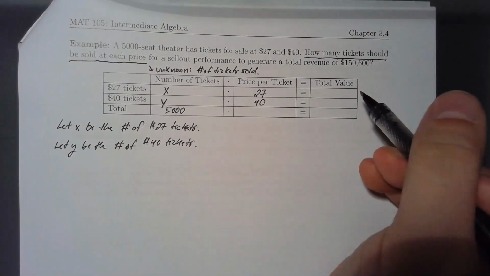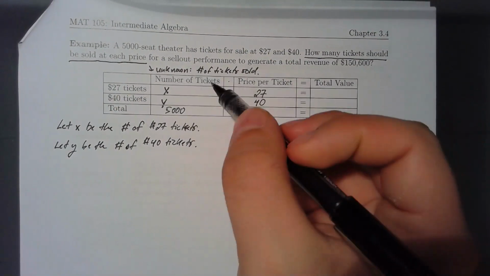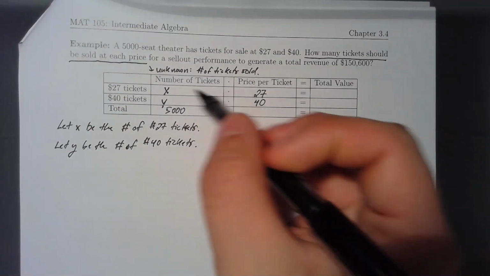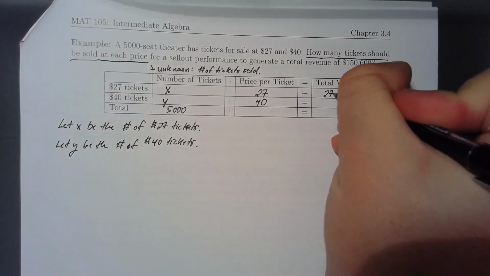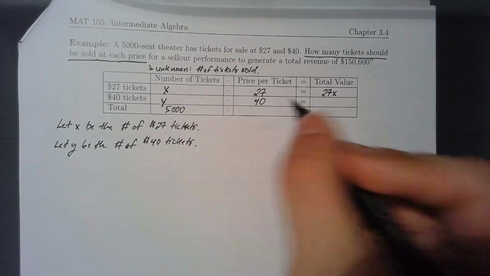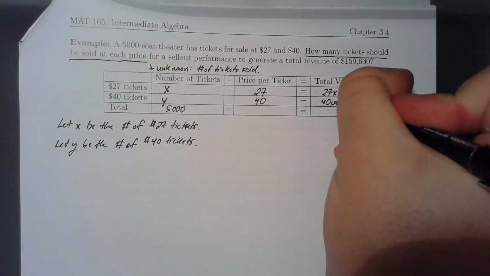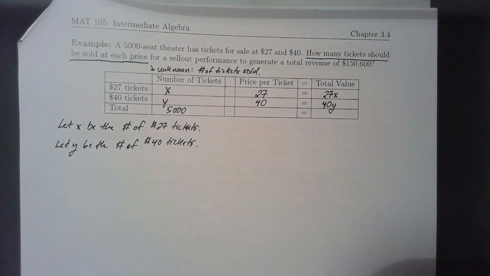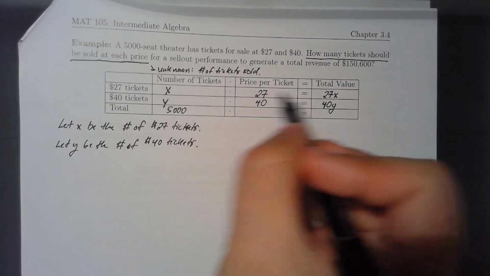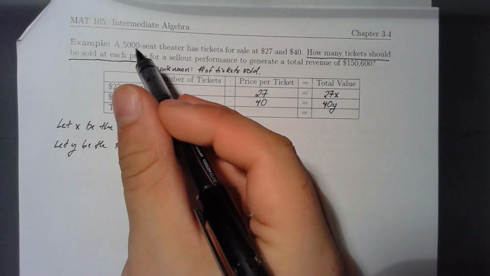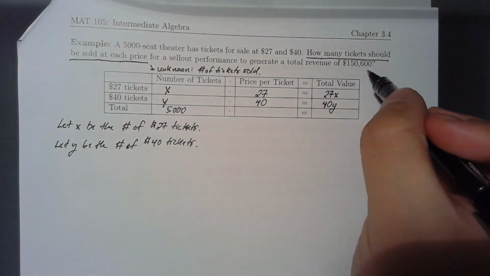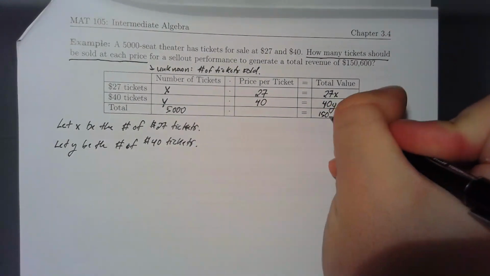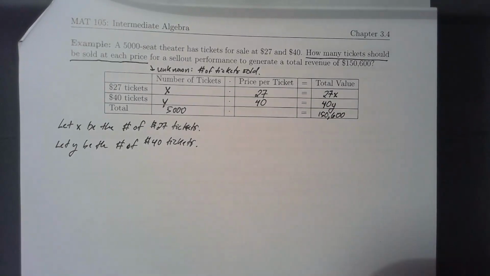So again, the total value for $27 tickets is going to be column 1 times column 2. X times 27 is 27X. Y times 40 is 40Y. And what's the total value of all the tickets? So the total value to sell all the tickets should generate $150,600.